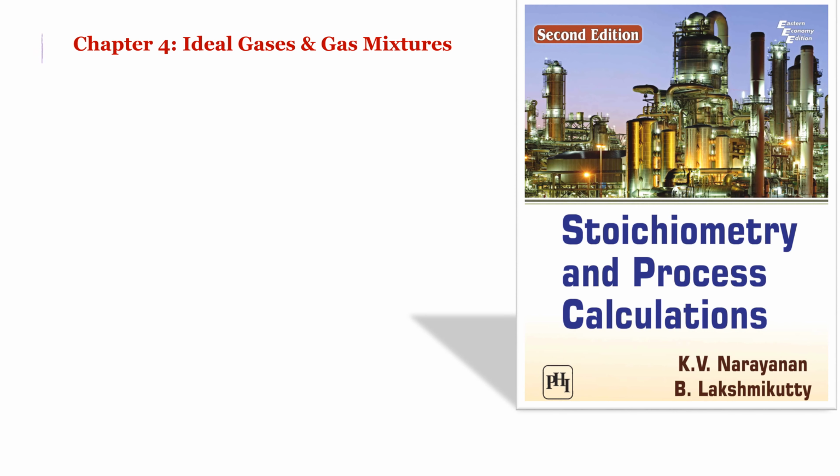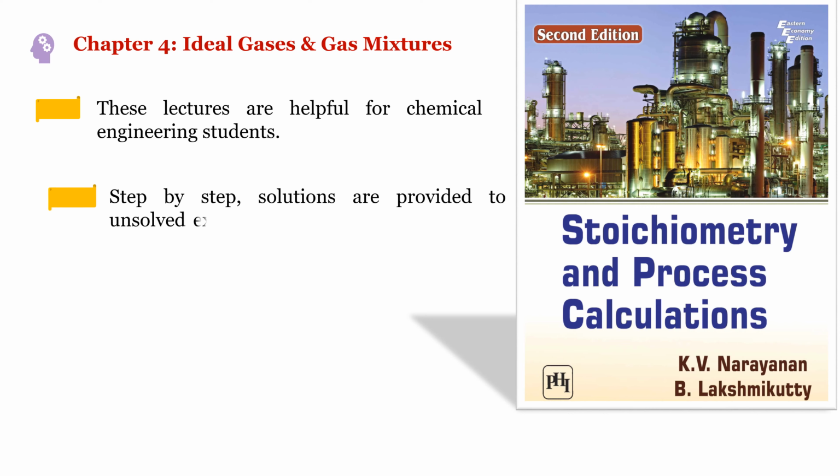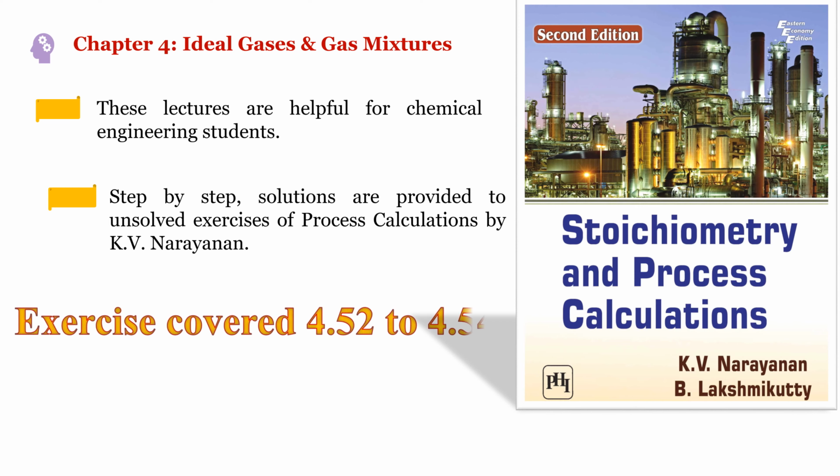In this lecture series, we will solve the unsolved problems of a famous book, Stoichiometry and Process Calculations by K.V. Narayanan. These lectures are helpful for chemical engineering students because process calculations is a core subject for the chemical engineering branch. During the lecture, step by step solutions will be provided, and in this lecture, exercise numbers 4.5 to 4.54 will be covered.